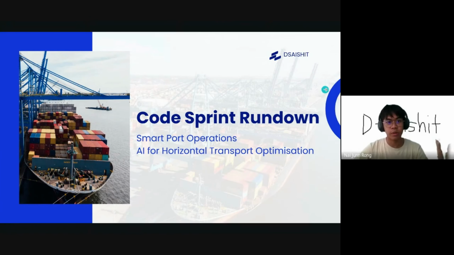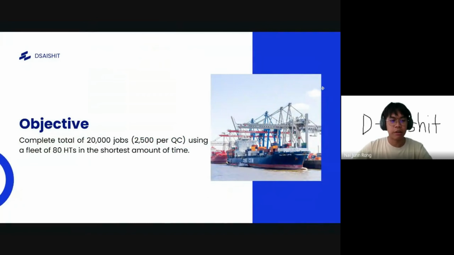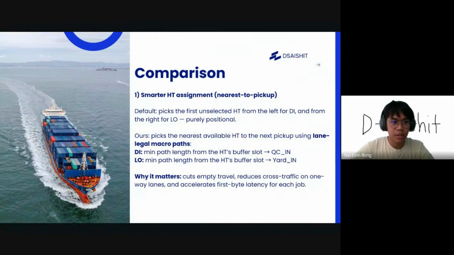We are working on problem statement one, which is smart port operation, AI for horizontal transportation and transport optimization. Our objective is to complete a total of 20,000 jobs, which is 2,500 per QC, using a fleet of 80 HT in the shortest amount of time. Now let's compare what we did with the original code.